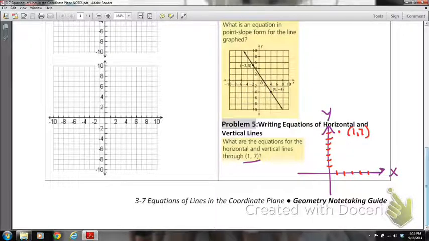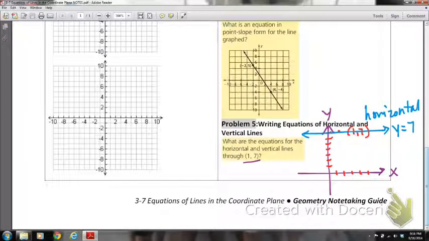The horizontal line that goes through that point is the line where every value on that line, y is equal to 7, no matter what x is on that line, y is always going to be equal to 7. So the equation of that line is y equals 7. And so that's the horizontal line.